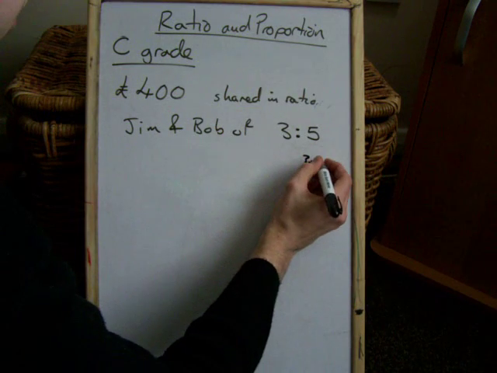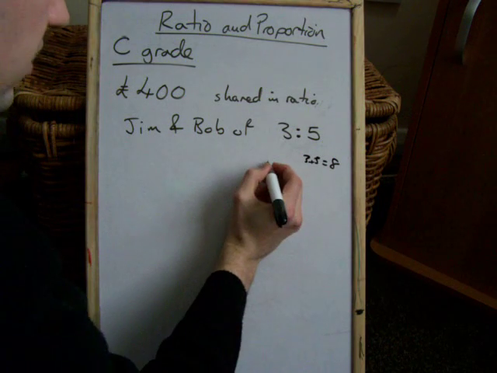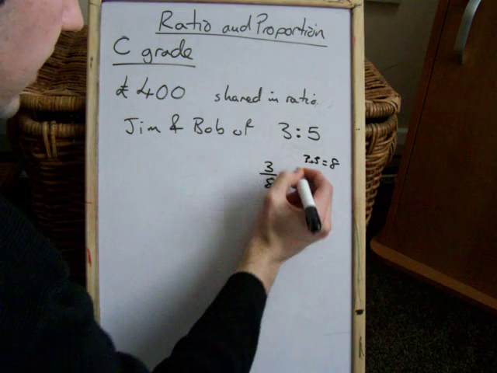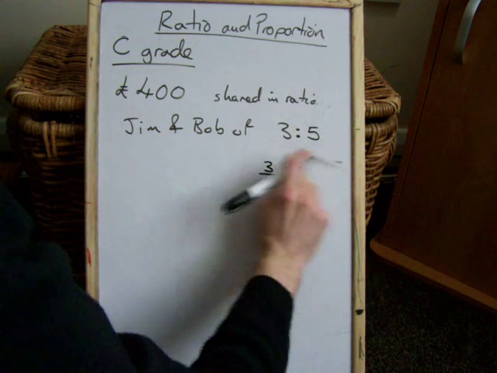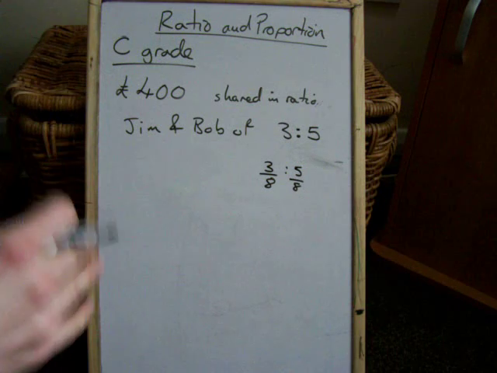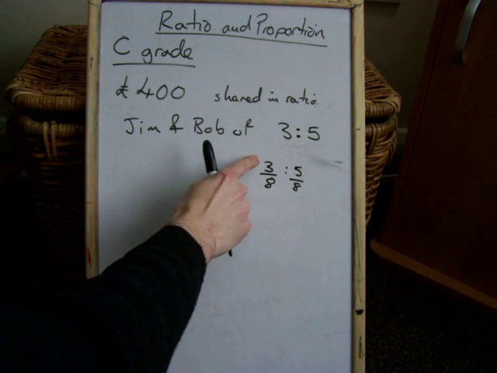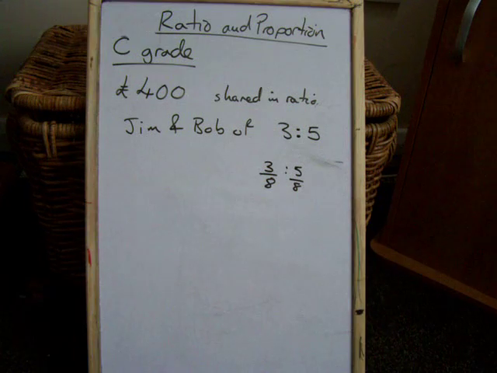So 3 plus 5 equals 8, and I'm going to think of it now as this is 3/8 and that is 5/8. That's the easiest way to think about it. Convert that ratio into a fraction, and when you share it out, it'll become a lot easier. If you look at it as well, 3/8 plus 5/8 is 8/8, which is a whole one, which you'd expect because there's only 2 people working on the task.